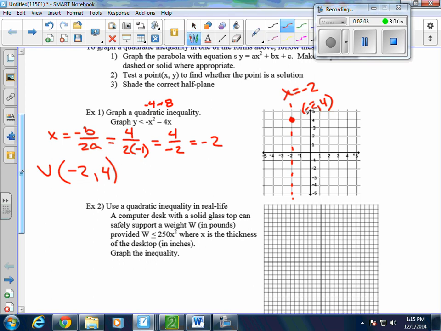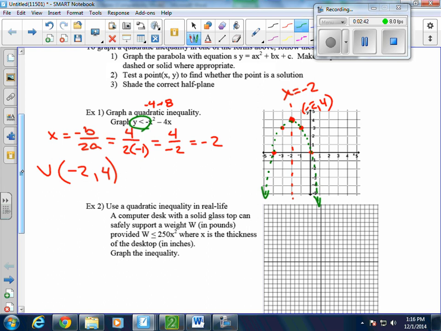If we put in a point at negative 1, that is going to end up giving us 3. If we put in negative 3, that'll give us positive 3. And if we put in 0, we're going to get 0. And at negative 4, we're going to get 0. And this one, since we have just a less than sign, it is a dotted line.